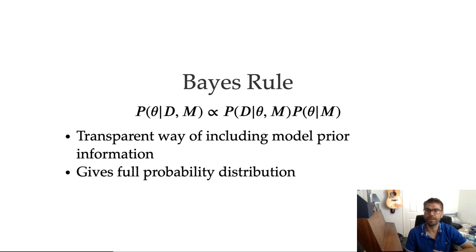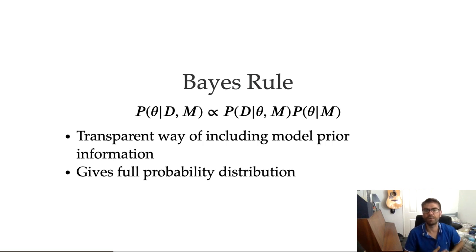Bayesian probability, on the other hand, treats probability as representing a state of knowledge or quantification of personal belief. I particularly like Bayesian probability because I think it makes people transparent to the assumptions they're making in their model. And more importantly, it gives us the full posterior probability distribution as an output.